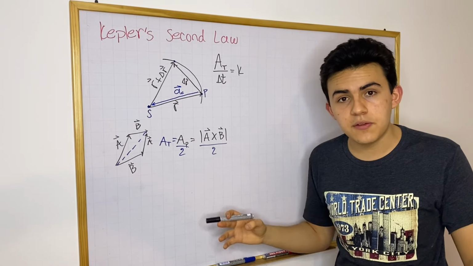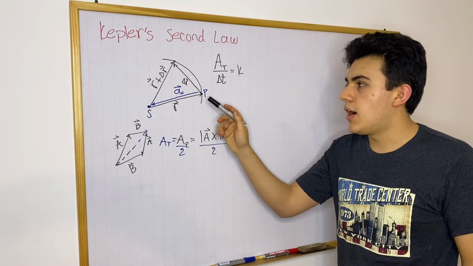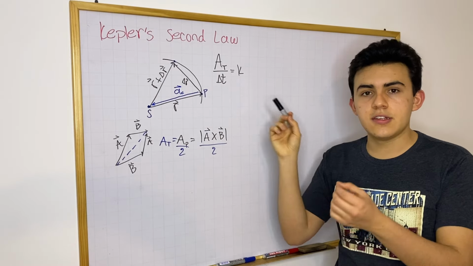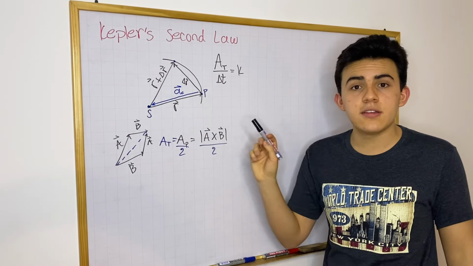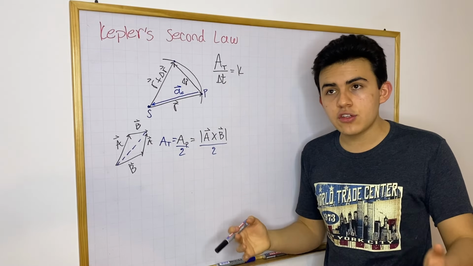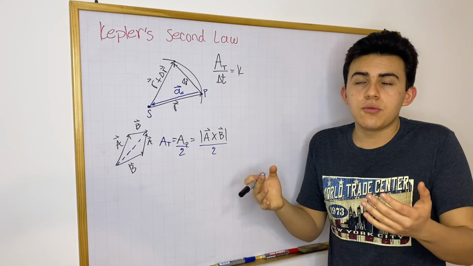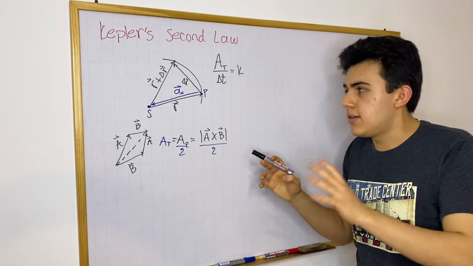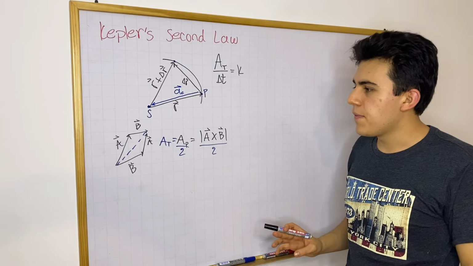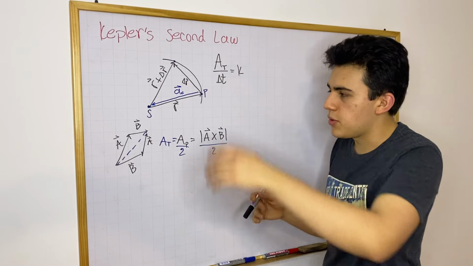This is, of course, simplifying Kepler's second law. We can show that this works even if the orbit of this planet with respect to S is just a circle, okay? It's a simplification, which is not really the case in real life in space, but we can do it and everything still works nice, okay? And I think it's a nice way to introduce you to Kepler's second law, okay?